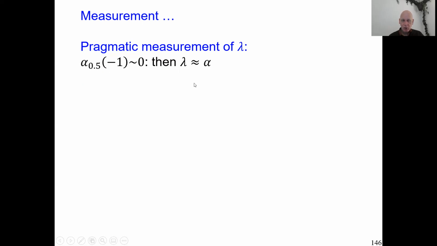And now I claim it's a good approximation to say that the money amount alpha that you need here is the loss aversion parameter lambda. So next I will explain why that is so.